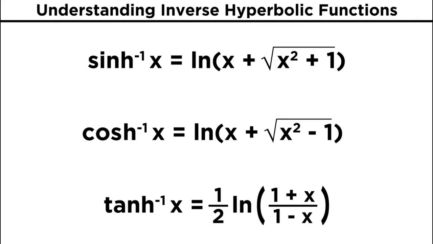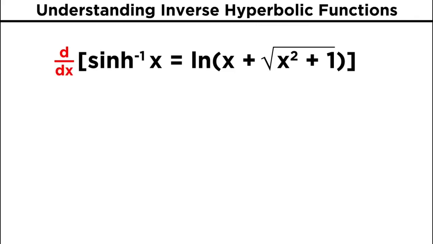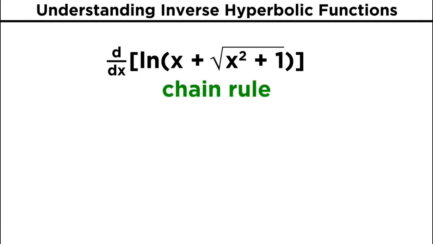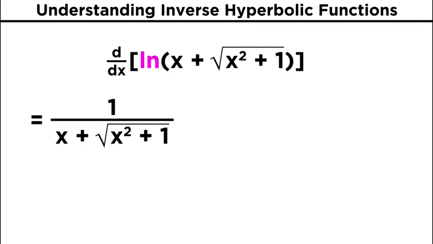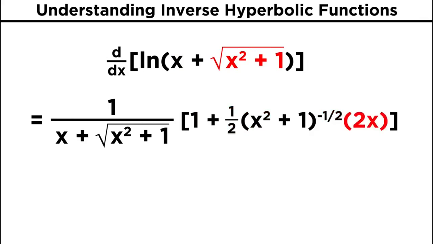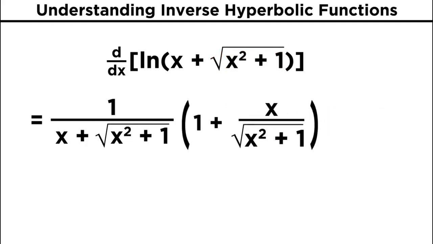These inverse hyperbolic functions are also differentiable, so let's take the derivative of inverse hyperbolic sine. Given the composite function, we need the chain rule. The derivative of natural log requires getting the reciprocal of what the log is operating on, and then multiplying by the derivative of what was inside. And for that, this x becomes 1, and then the radical term requires another chain rule. 1/2 this term to the negative 1/2 times the derivative of what's inside, which is 2x, and we get this.